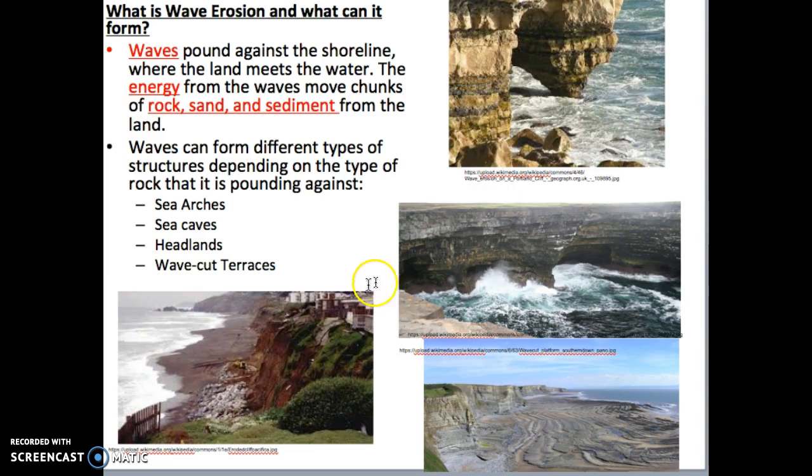It can form sea arches, like you see here, sea caves, like you see in this picture. Headlands are basically cliffs that form from wave erosion, and wave cut terraces. This is a picture of a wave cut terrace. It's basically an eroded piece of rock, and it's a flat piece of rock formed by waves.